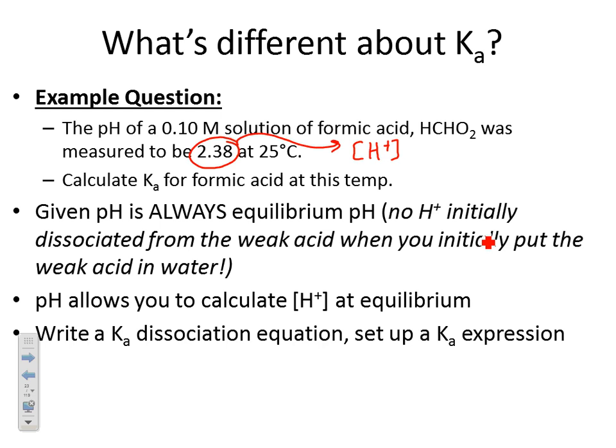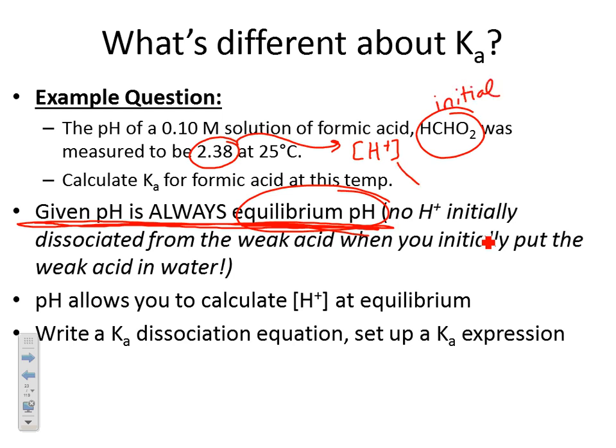A couple key points about this. When you have this situation, the given pH is the equilibrium pH, not the initial pH. Because the idea is that when you start with your weak acid and there's no water present, meaning it has not yet dissociated at all, there is no H+ there. When you place it in water and it dissociates a bit, that H+ is actually the equilibrium H+. That H+ was not present when you started. All you had was the acid, that was your initial. So H+ is actually a product.